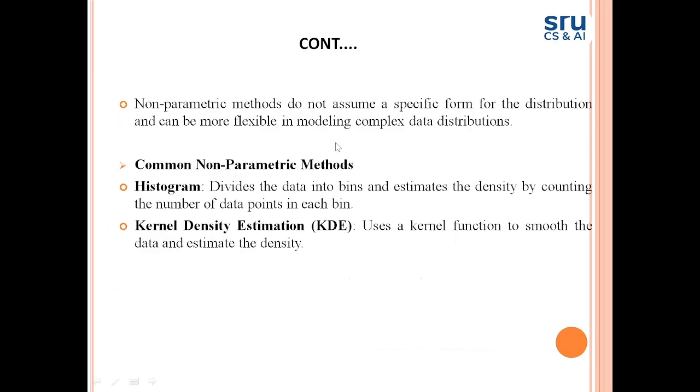Then we have the non-parametric method. It does not assume a specific form for the distribution and is more flexible in modeling complex data distributions. Common non-parametric methods include the histogram, which divides data into bins and estimates the density by counting the number of data points in each bin. Then we have kernel density estimation, which uses a kernel function to smooth the data and estimate the density.